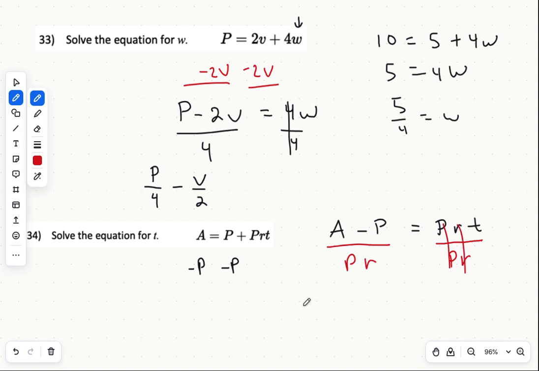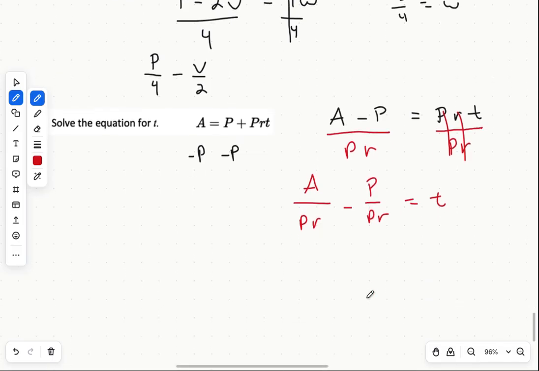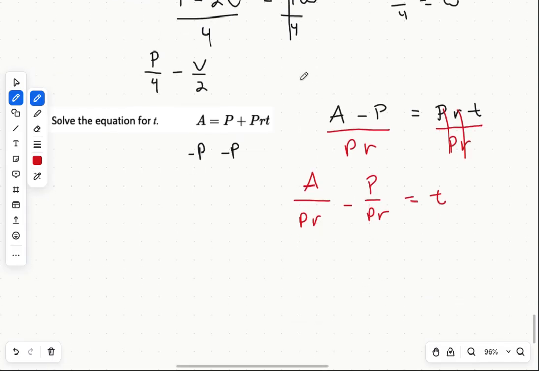Again, this is how I would leave the answer. If you tried to reduce it, and I'm strongly suggesting don't, I'm not even sure the computer would take this version of it, but just if you're wondering what that would look like reduced, it would be a over pr minus essentially p over pr equals t, and then from there you can reduce the p's. So this denominator belongs to both terms. A over pr minus 1 over r, when you cancel those p's, equals t.